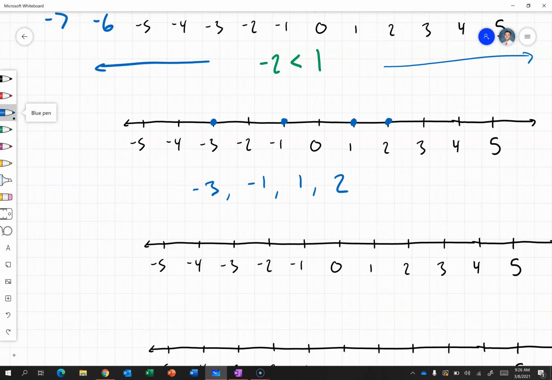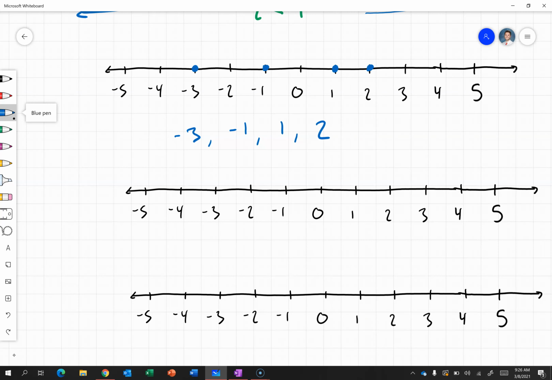Okay, let's try one more of those. So if we wanted to compare, let's say, 3, -4, 2, and 0, again, we can graph those on our number line. So here's 3, here's -4, here's 2, and here's 0. So if we wanted to write those from least to greatest, that would just be -4, 0, 2, and 3.